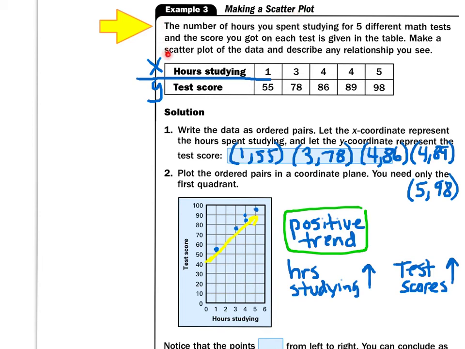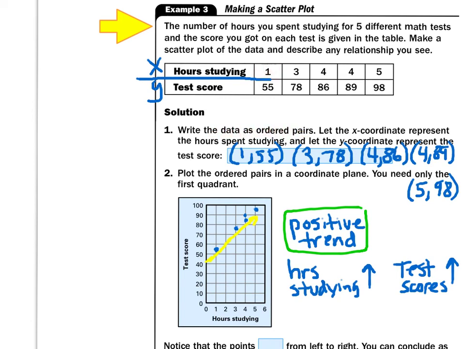Okay, take a look at example 3, making a scatter plot. So they give us a situation where the number of hours you spend studying for 5 different math tests and the score you got on each test is given in the table. Make a scatter plot of the data and describe any relationship you see. So there's a little trick in algebra that I like to use. Anytime somebody gives us a table of data, I always want you to look at what's written first and assign that the x value, and then look at what's labeled second and give that the y value. So this is really an x and a y table. So that way we can write the data as ordered pairs.